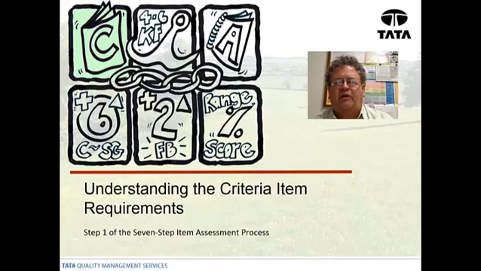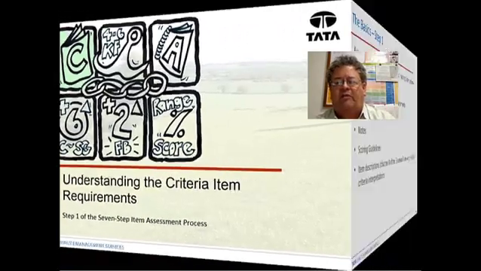Okay, and so then going into understanding the criteria item requirements, this is not talking about all of the criteria requirements. You're not going 1 through 6 in this particular section. This is to say that when you are ready to assess a particular item, what are the steps you go through when you're doing that? And the first of those steps is to make sure that you understand the criteria for that particular item, whichever item it is that you're assessing.